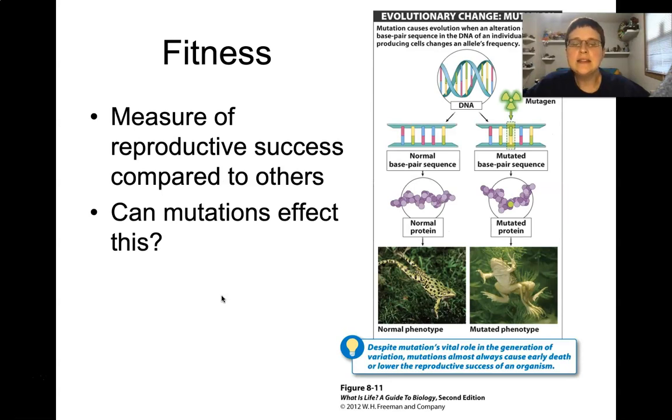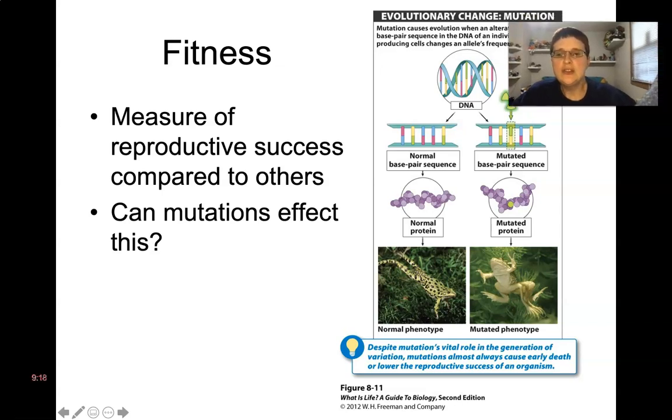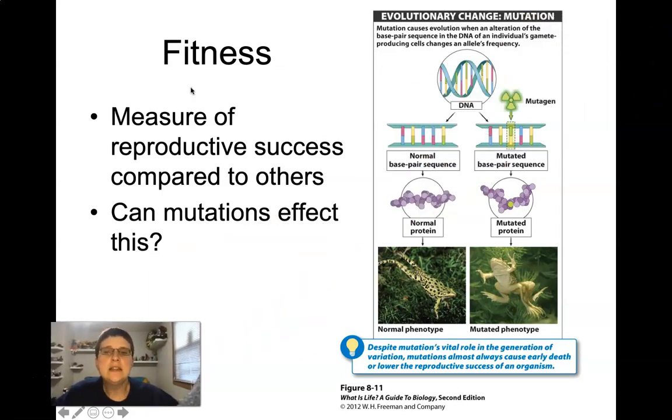All right. Next thing to take a look at as far as mutations go is fitness. So, fitness is a measure of reproductive success compared to others of your same species. So, for example, we're looking at frogs here, so we're going to compare these two different frogs as far as their fitness goes. So it's not like exercise fitness, this is reproductive fitness. And the question is, can mutation affect your fitness? So this goes back to the beneficial versus detrimental for mutations.